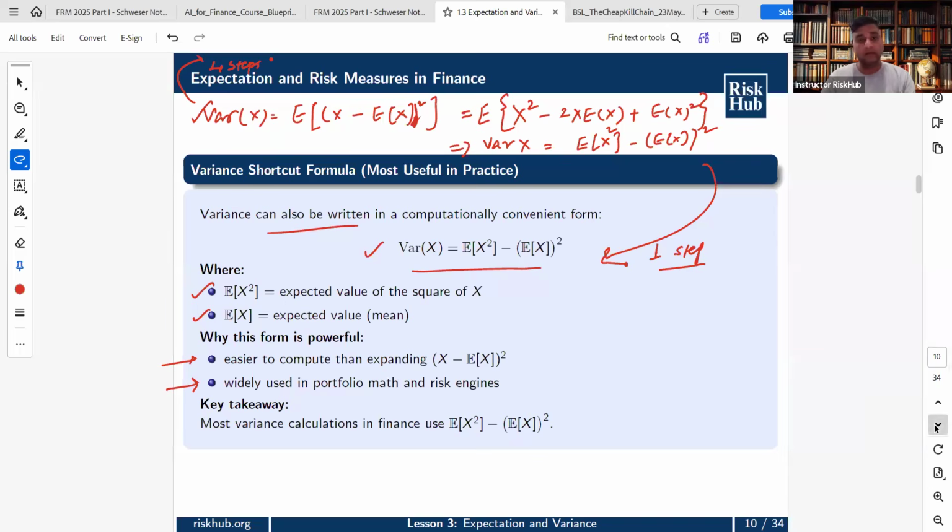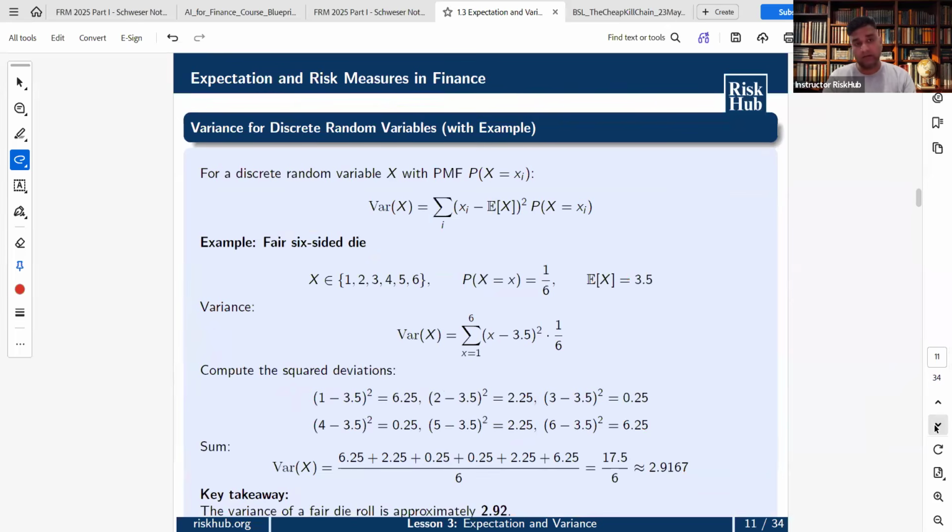Okay. Then we get into the next part. Now we are looking at variance for discrete random variables, with an example. Okay. So we need to understand that very, very clearly. Okay. So when you talk about a discrete random variable X with PMF, right? Variance of X is given by this formula.